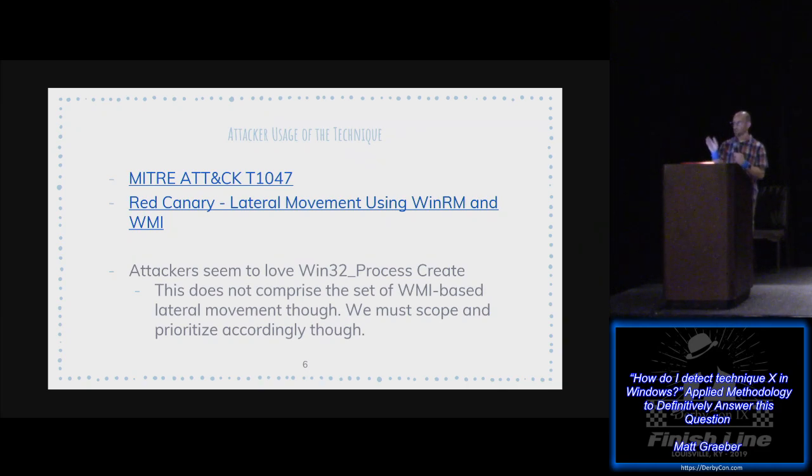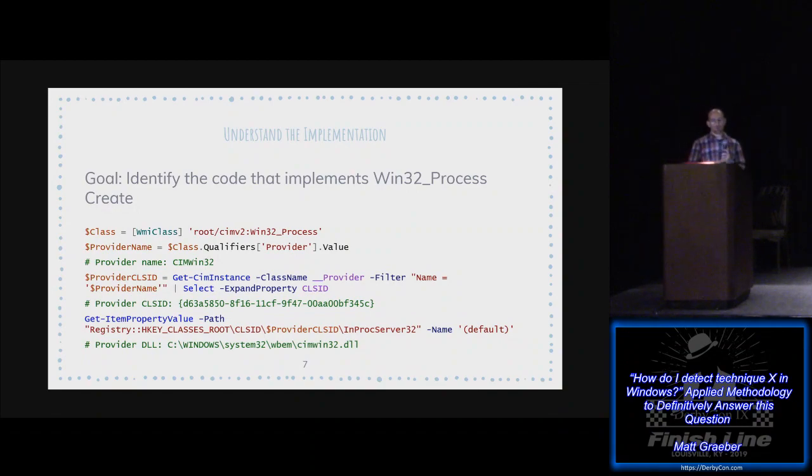So for the purpose of this talk, we're going to scope our detection and data source analysis around just this particular procedure, right? So the TTP procedure of Win32 process create-based lateral movement. And there are some good resources out there that I've highlighted here. Okay? So what I'd like to do is to start understanding the implementation of Win32 process create. So obviously when you call the create method of the Win32 process class, this doesn't just occur magically, right? There's code somewhere that executes a thing that does the thing that the attacker wants to achieve, right?